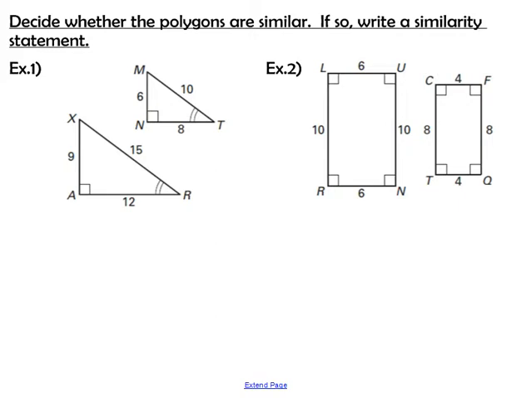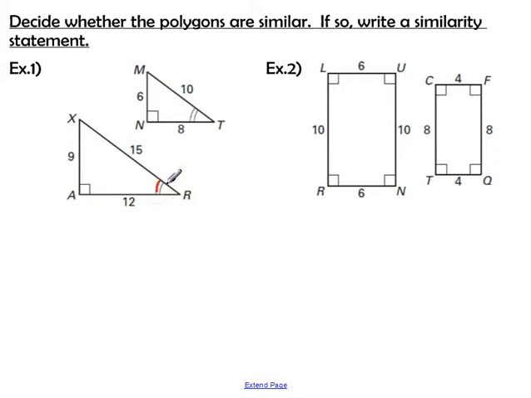Here we're going to take a look at the diagrams that were given and decide whether the polygons are similar based on the information that they give us. If so, write a similarity statement. So remember, there are two things that must be true about similar polygons. They have to have congruent angles and proportional sides. So first, let's check the angles.